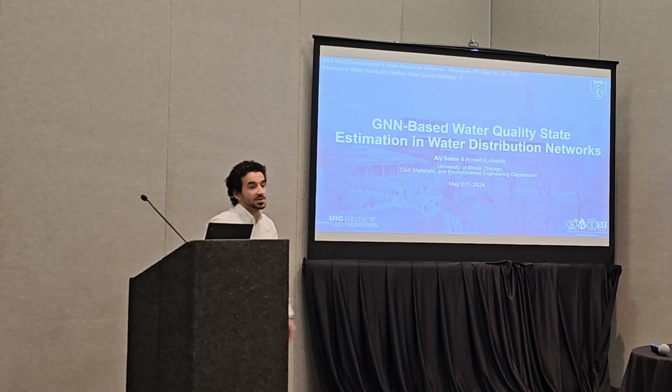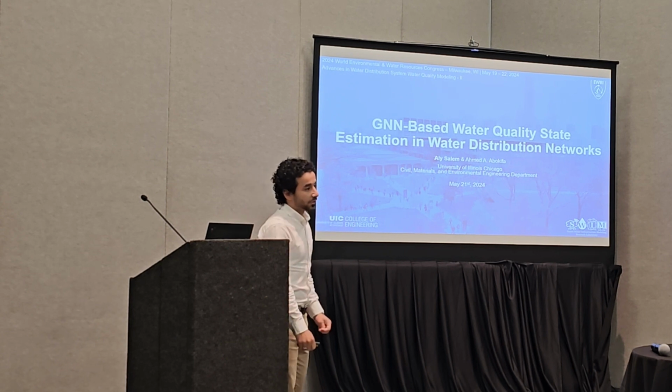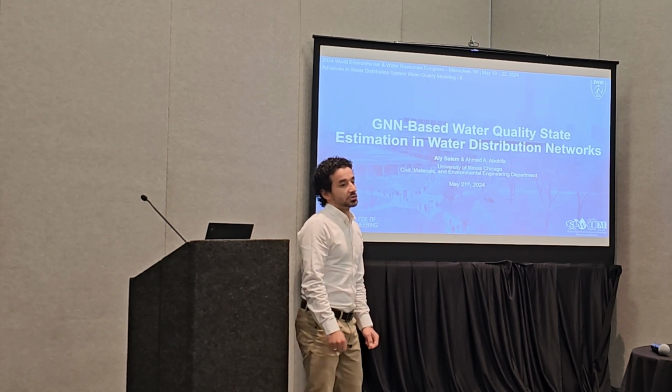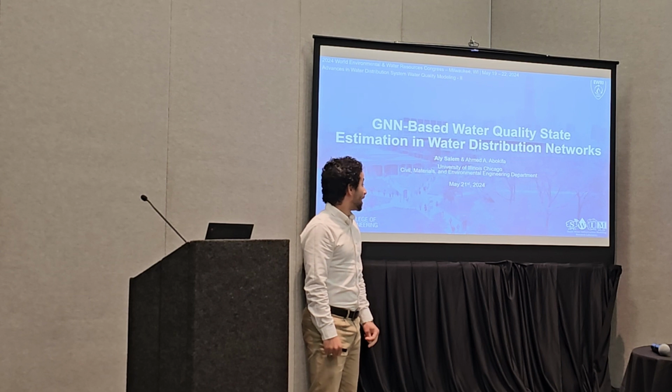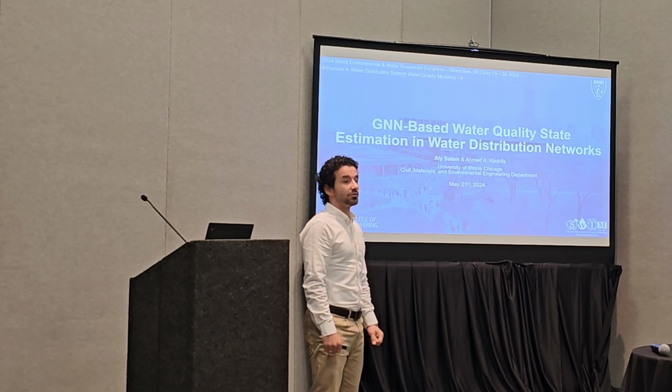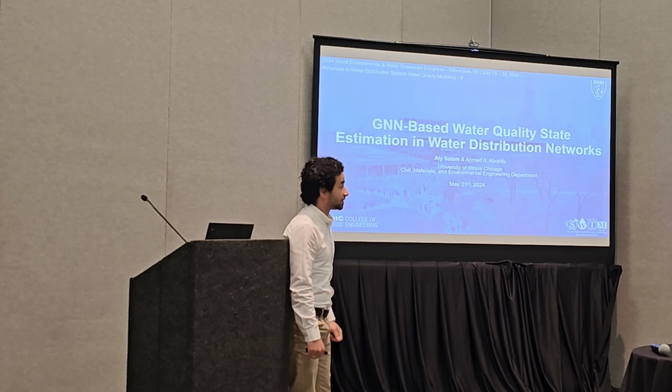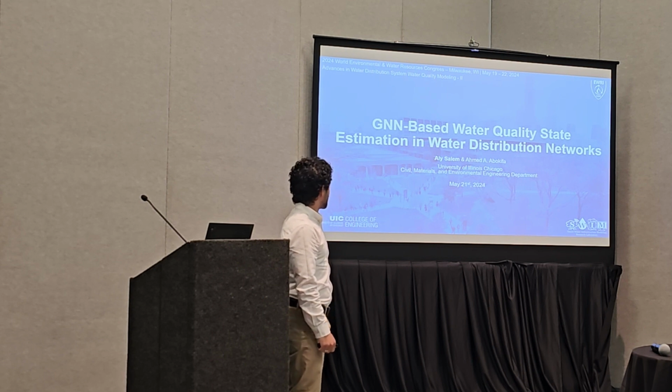Hello everyone, my name is Ali Selim. I'm a PhD student at the University of Illinois Chicago. I work with Dr. Ahmed Aboukifa, the director of the Swim Research Lab. Today I will be presenting our work about graph neural network-based state estimation of water quality in water distribution networks.